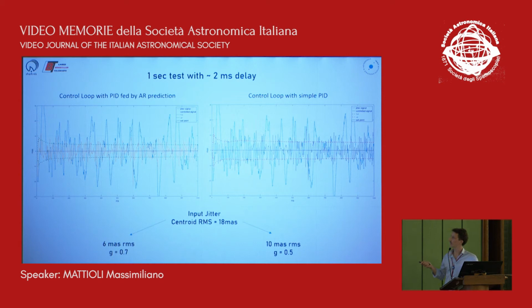The output of the system is that one, and we compared a simple control loop with the PID, and the same control loop, but fed by the autoregressive prediction. So the benefit is big, because we can run the same algorithm with a bigger gain, with 6 milliarcsecond residual, which is a reduction factor of about 3 with respect to the input jitter.